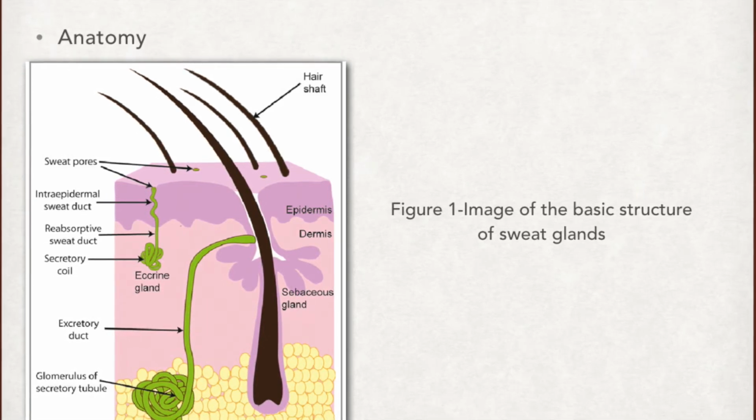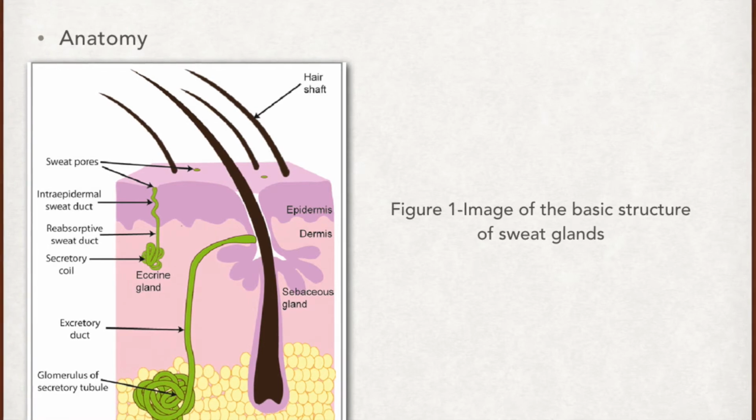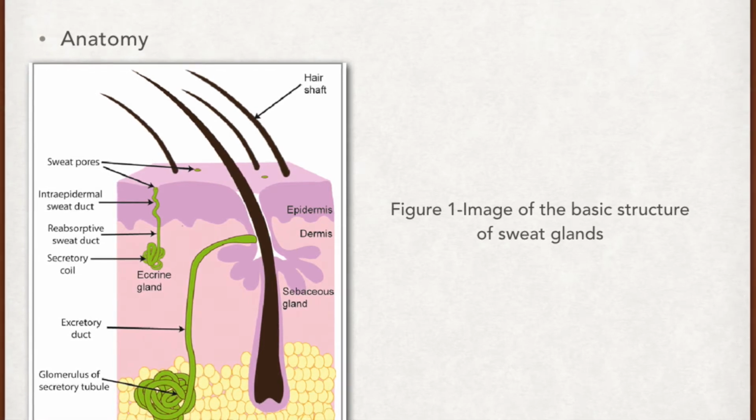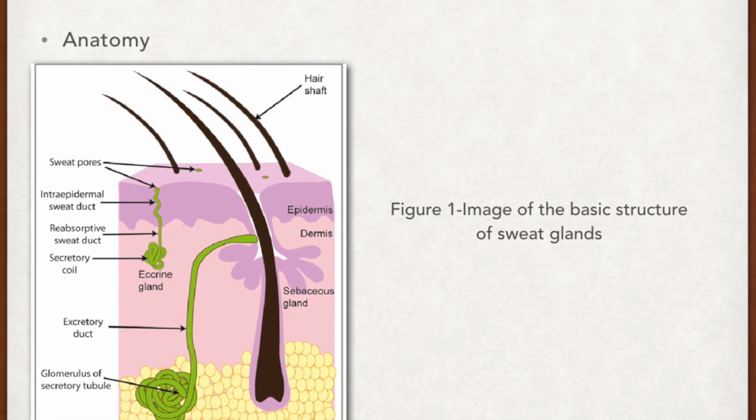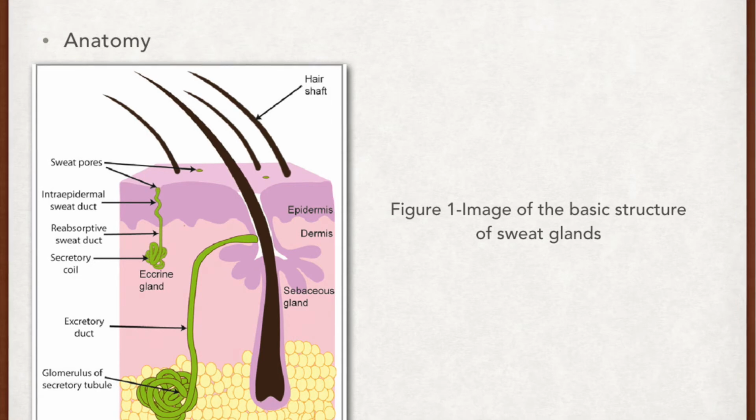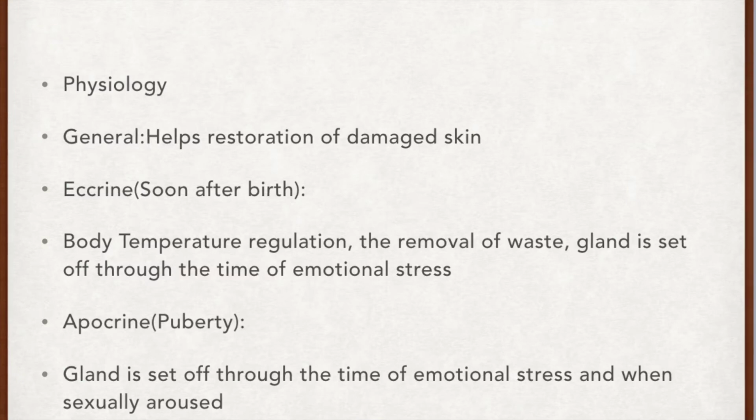The discharge or secretion area of this gland is found in the lower dermis or the upper subcutaneous layer of the skin. According to CancerGov, apocrine sweat glands can be found in locations such as the armpits, the region surrounding the nipples of the breast, and the groin area. Once again, the two main types of sweat glands are eccrine and apocrine.